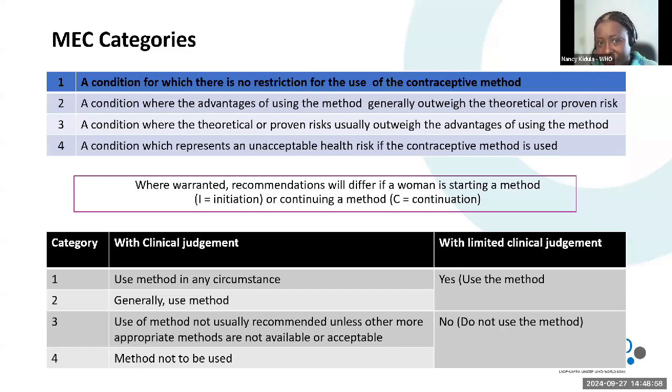And then we have category 2 and 3 in the middle. Category 2, you can generally use the method because the advantages outweigh the risks. And category 3 is that the theoretical or proven risks outweigh the advantages of the method. And so in summary, we have this lower table: category 1 and 2, you can generally use the method. Category 3 and 4, generally do not use the method. So this is very important for you to come out from this webinar with.